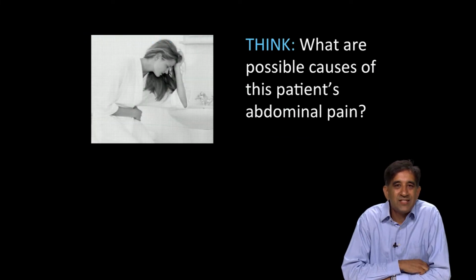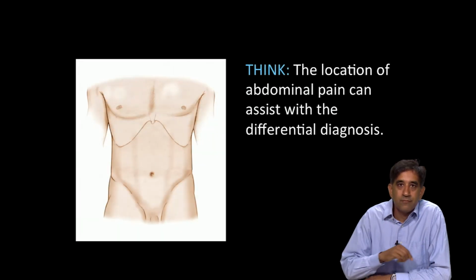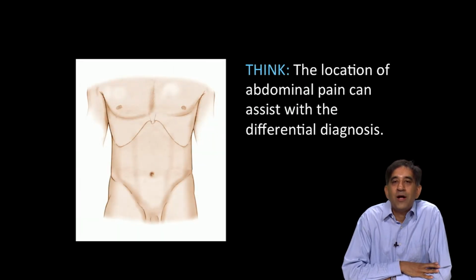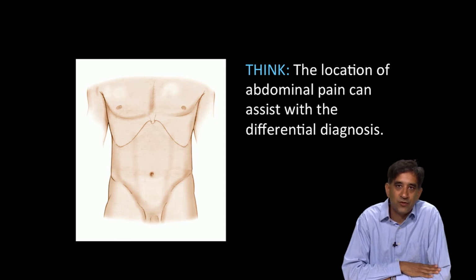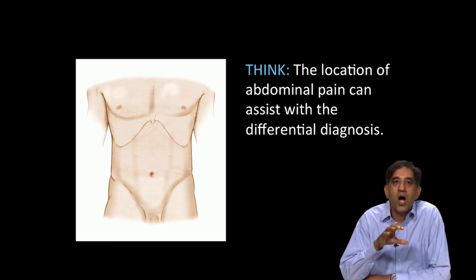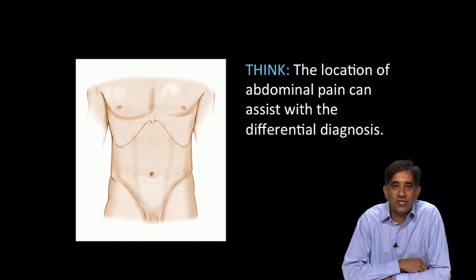The next step is to think. Think about what the possible causes of the patient's abdominal pain might be. And the way that we go about doing this is to first think about where the patient is having pain. So the location of the patient's abdominal pain can often assist with determining the differential diagnosis. And that is because certain conditions cause pain in certain regions of the abdomen.